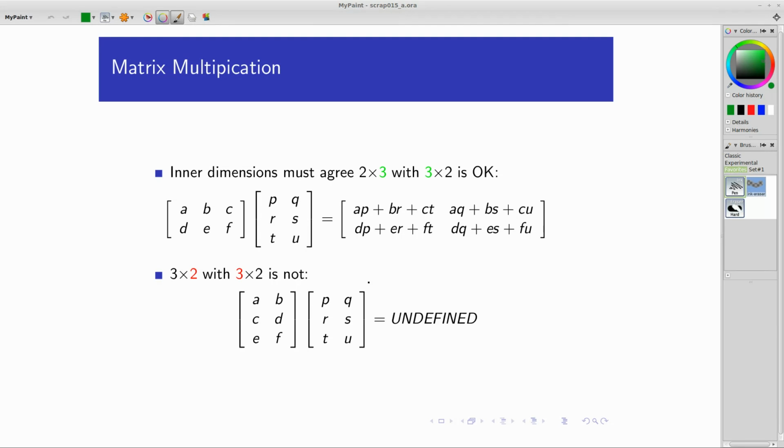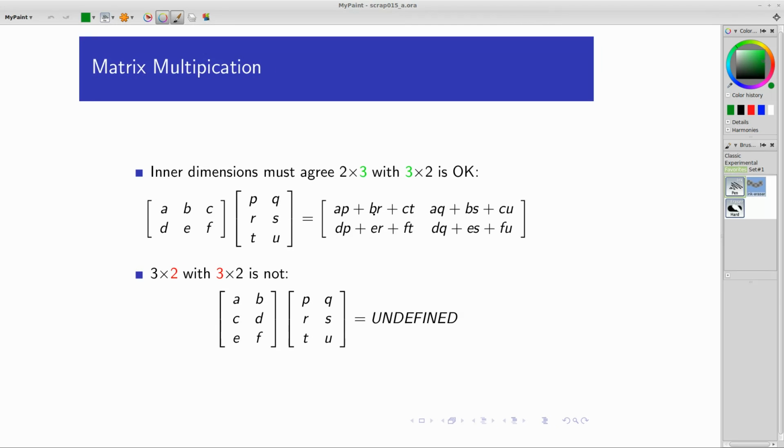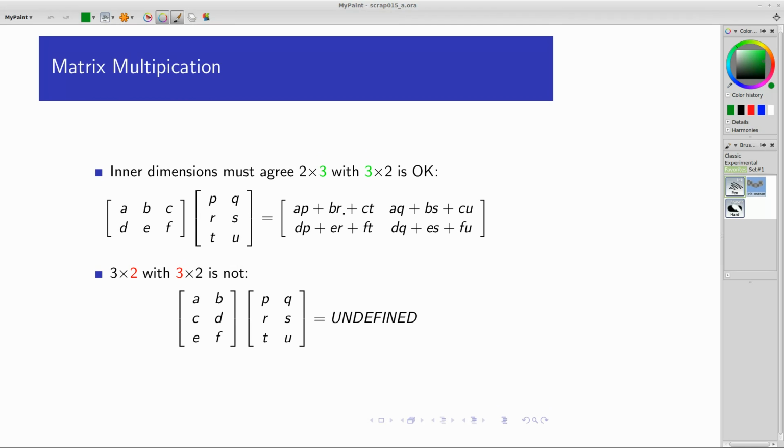So this is where things get interesting and complicated. Multiplying a matrix by a matrix. What's the best way to think of this? So the first thing to notice is that just like with adding matrices, there are restrictions on the shapes of matrices that can be multiplied together, but the restriction is a little bit different. The restriction here is that the inner dimensions of the two matrices have to match.